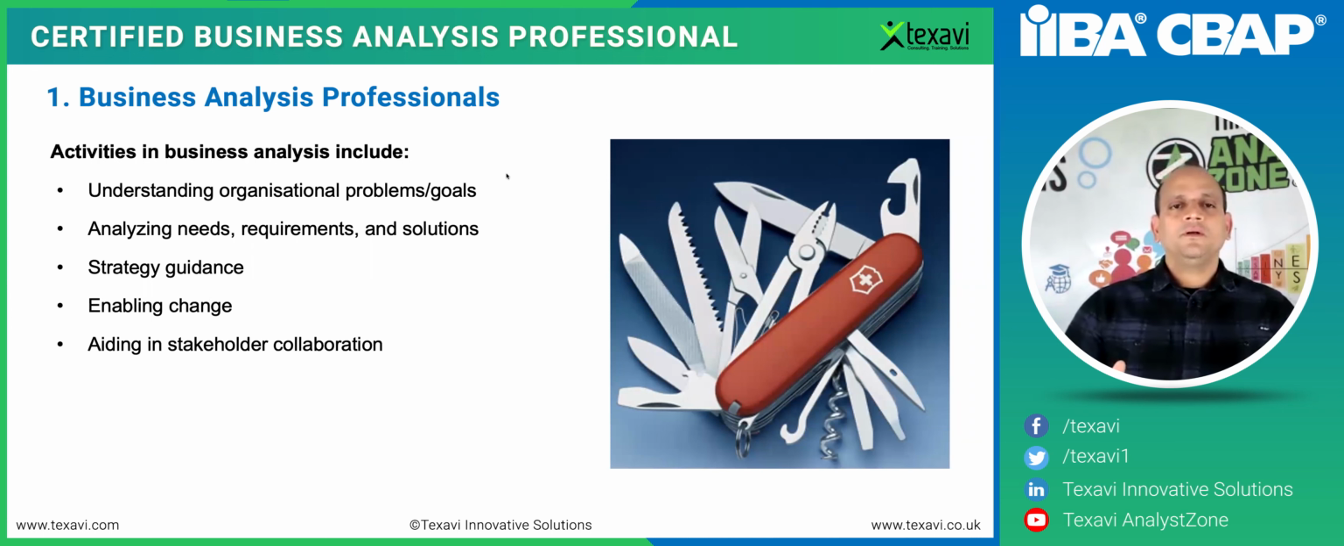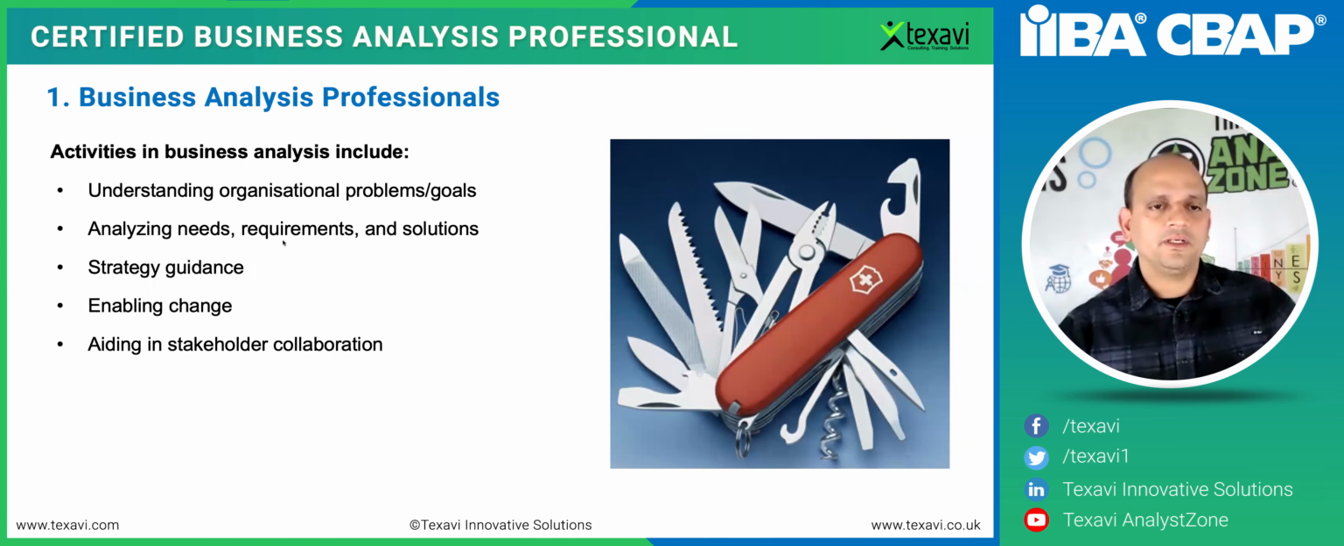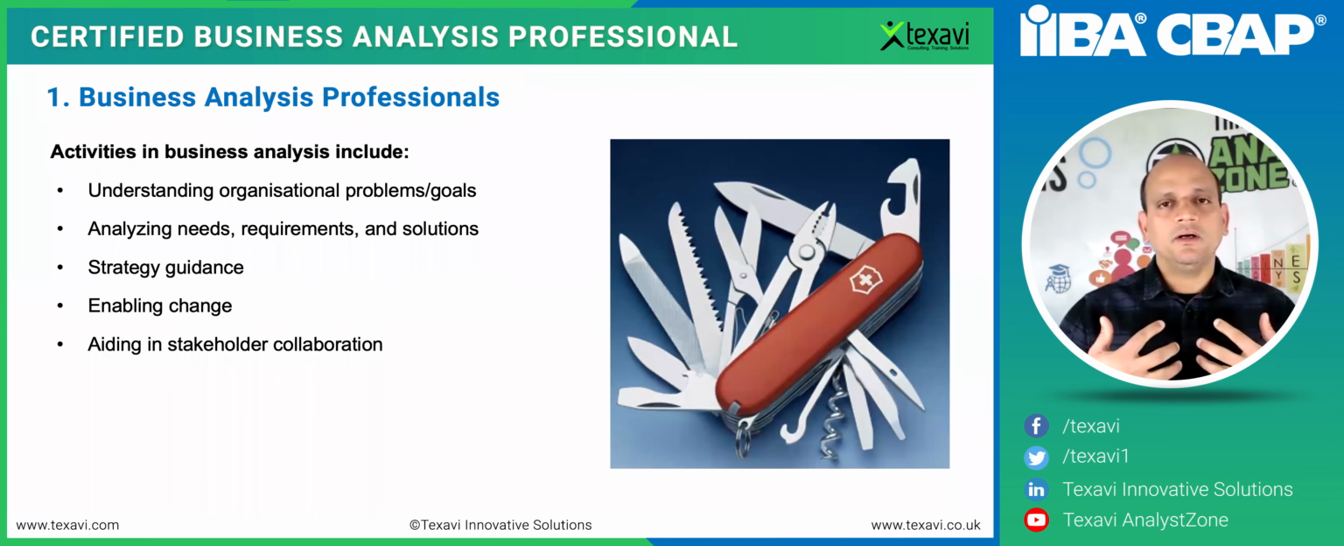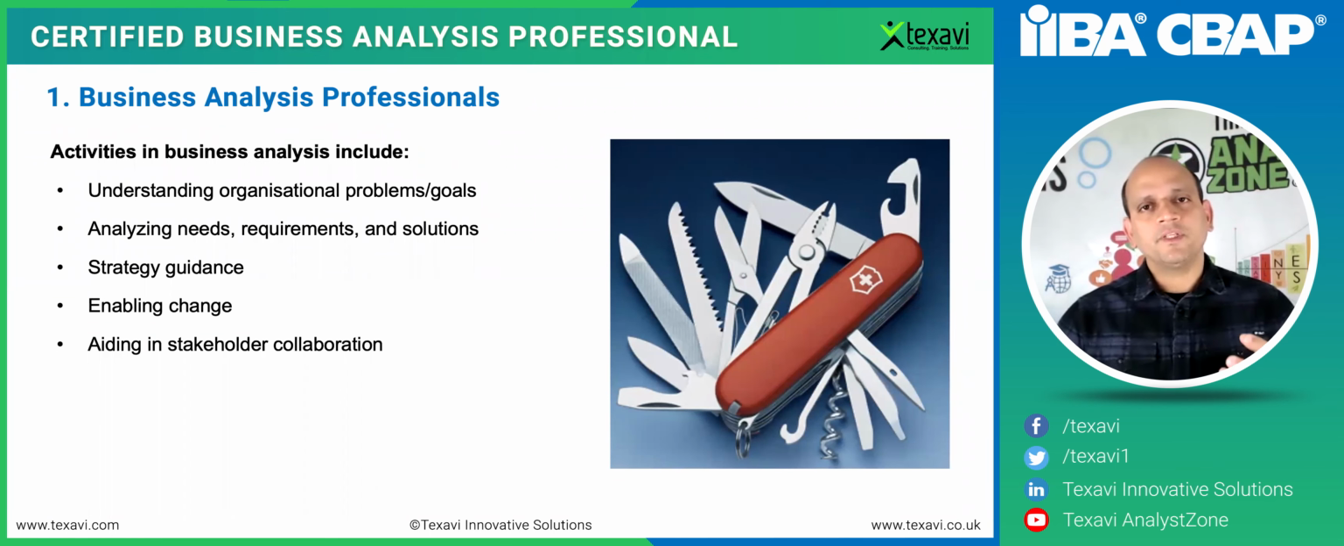So in terms of the overall set of activities, we did discuss this, so I'll just go through that one by one, just so that we cover that. It's all about understanding the organizational problems or goals, not just the organizational ones, but also the stakeholders within the organization. Each set of stakeholders could have a different set of problems, goals, challenges, pain areas, requirements and expectations. So we would need to understand each of those and then be able to specify them in very clear terms.